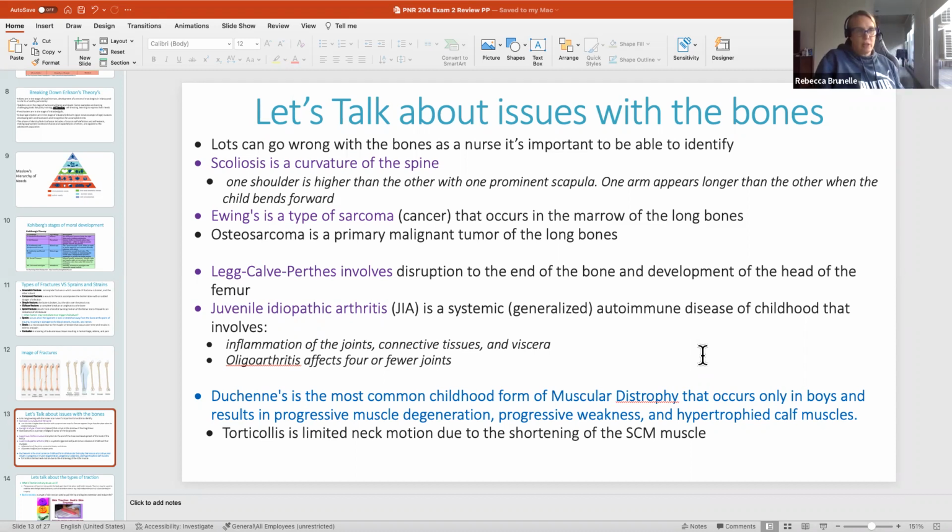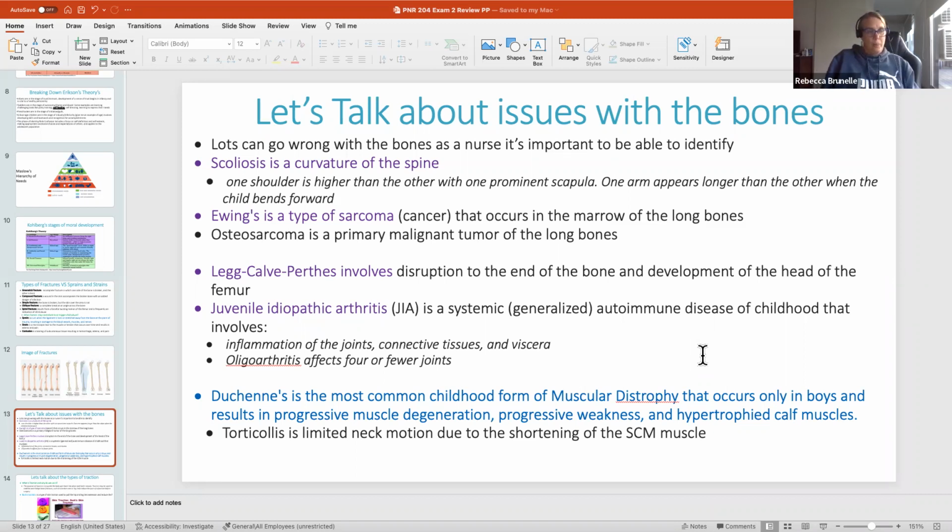And then juvenile idiopathic arthritis is an autoimmune disorder of children. It involves inflammation of the joints and connective tissue. And if it is associated with a high fever, then it's called systemic or acute febrile juvenile idiopathic arthritis.